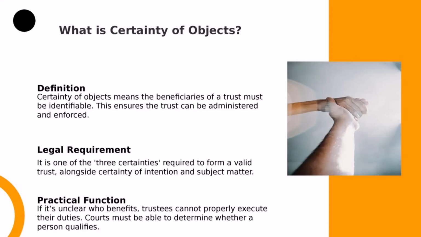Now, this is a legal requirement because it's one of the 3 certainties required to form a valid trust. As I just mentioned before, they are going to check the 3 certainties before they look at anything else. If you haven't got the 3 certainties in place, they're just going to stop there anyway. You have no valid trust. So what we're talking about here is the certainty of objects, and that goes alongside the certainty of intention, which I just mentioned with Paul versus Constance, and also the subject matter, which is the case of the London Wine Company.